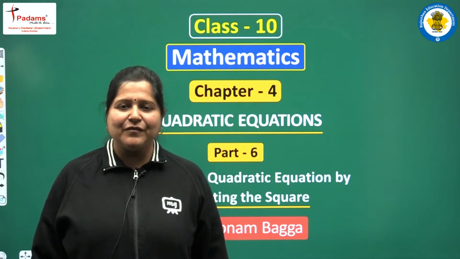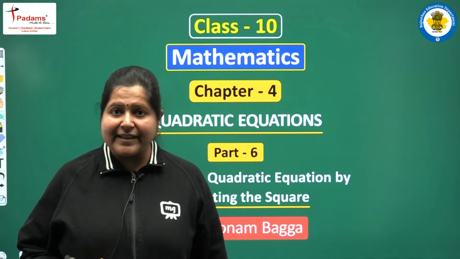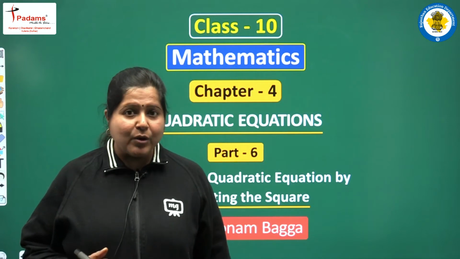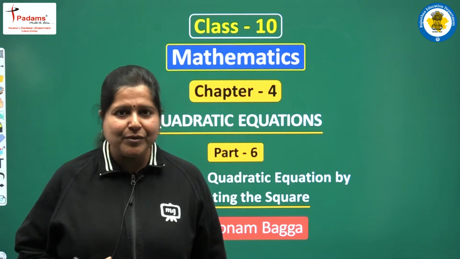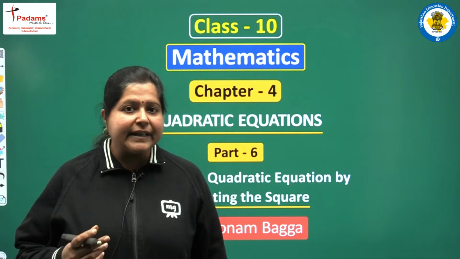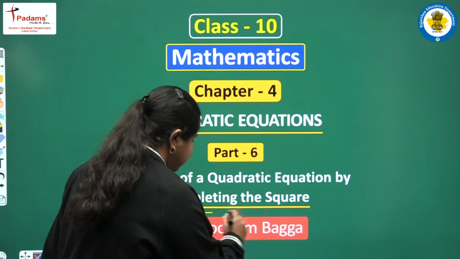We are studying chapter 4, Quadratic Equations. We are now familiar with the method of factorization by which we can solve any given quadratic equation. Also, we have completed exercise 4.2 based on this method. Today we are going to learn how to solve a given quadratic equation by the method of completing the square.